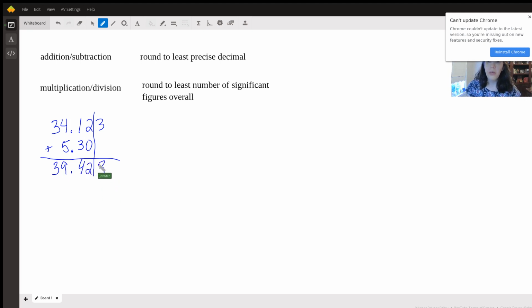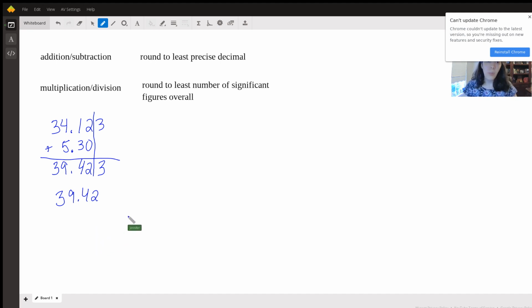39.423. So this is where my rounding point is. If it's below 5, you leave your number the same. If it's 5 or above, you would round up. So this is going to round to 39.42. So that's the first part of our problem.